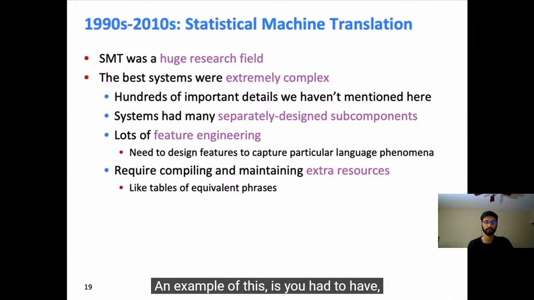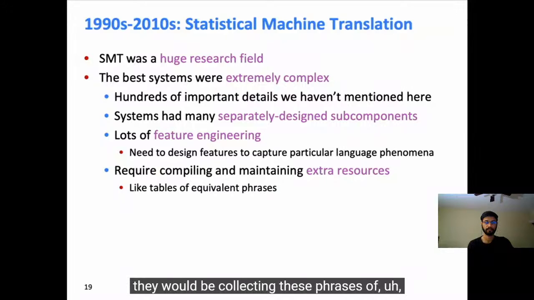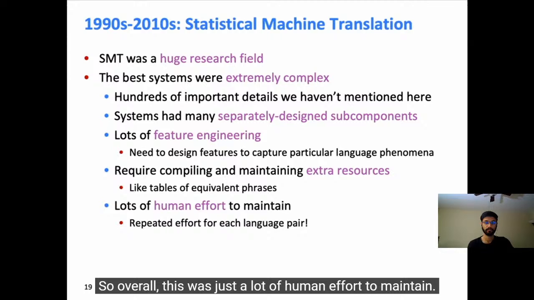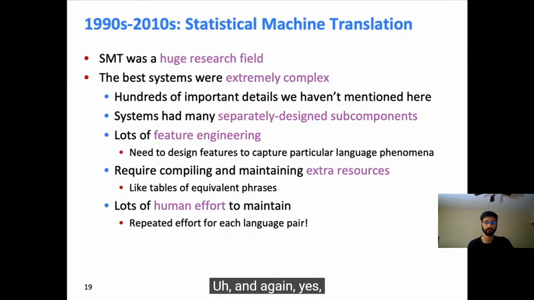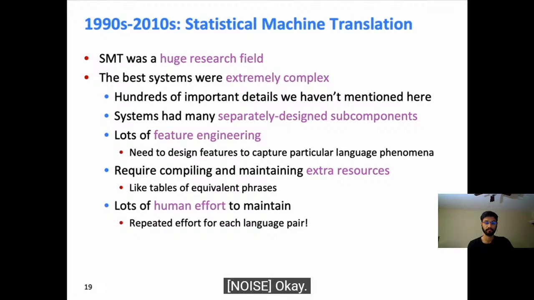An example of this is you had to have tables of equivalent phrases. So for example, if you're doing French and English translation, then they would be collecting these tables of phrases that are considered similar. And those were learned from the data. But this was a lot of information that had to be stored and maintained. So overall, this was just a lot of human effort to maintain. And again, yes, you had to put more human effort in if you wanted to learn an SMT system for a new language pair. Okay, are there any questions here about SMT?